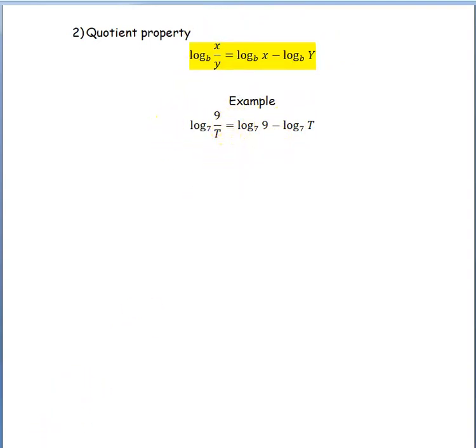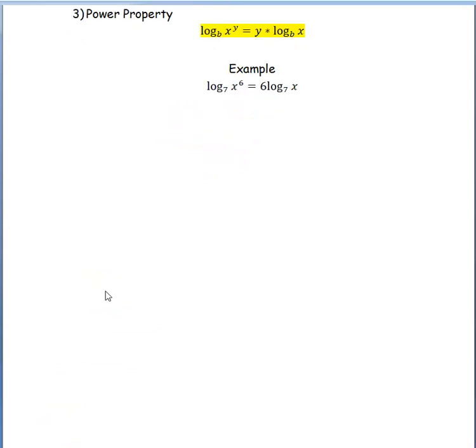So, let's move on. The next property I have is the power property. Now what the power property allows me to do is anything that has an exponent, I am able to drop that exponent down in front of the problem.